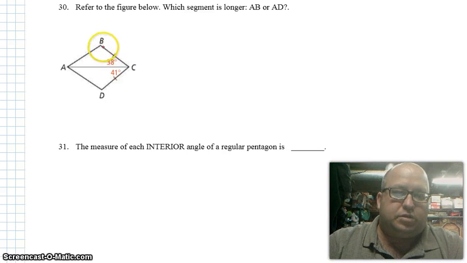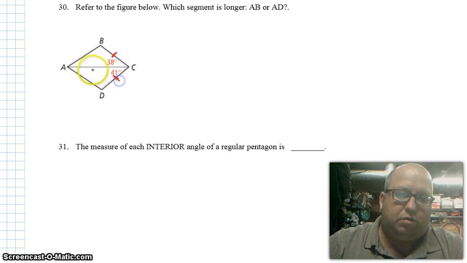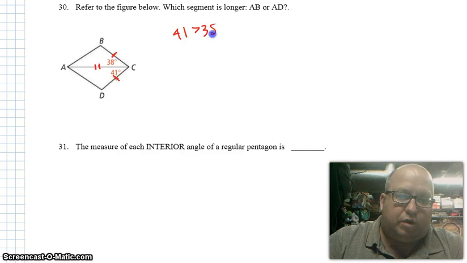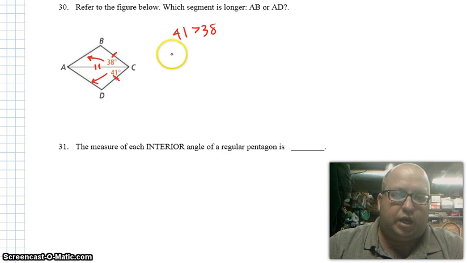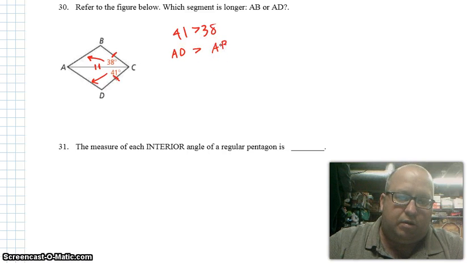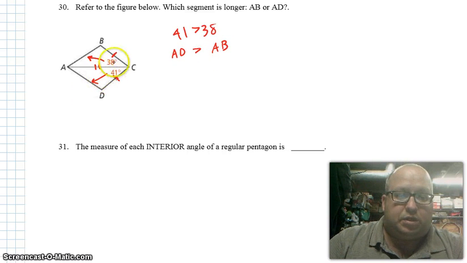Well, here's the thing. Here's what makes this work. This one right here and this one are equal. And this one, of course, is equal to itself. So which one of these is open more? It looks like the bottom angle C, angle ACD, is open more. So we'll say 41 is greater than 38, which means the one opposite 41 will be larger than the one opposite 38. So that is AD is going to be greater than AB because it's opposite a larger angle.